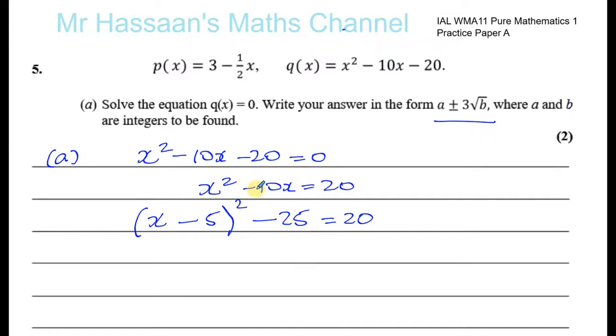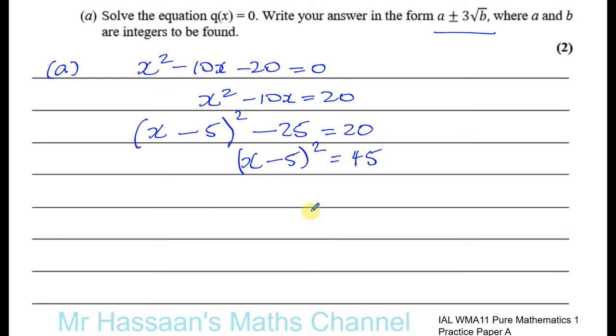So in the first step, I isolated the x squared and x terms. Second step, I've completed the square. Now I have to add 25 to both sides. So I have x minus 5 squared is equal to 45. So now I'm ready to start solving this. I can now take the square root of both sides. So I have x minus 5 is equal to plus or minus the square root of 9 times 5.